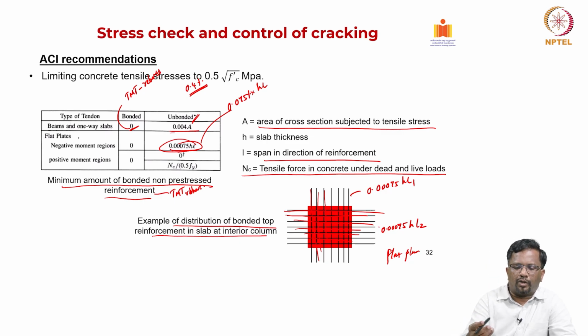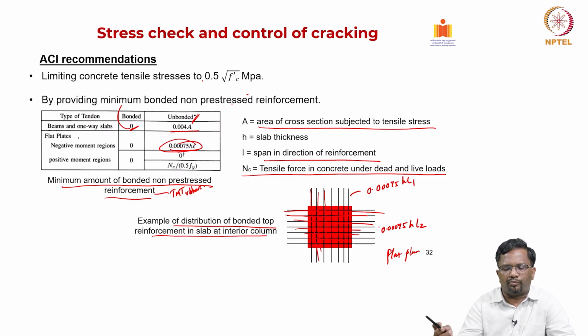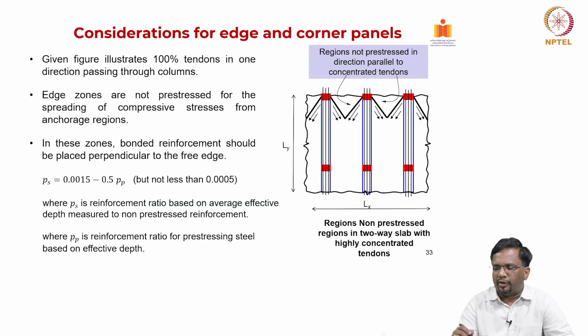Okay. So, what the code recommends is it limits your tensile stresses to 0.5 square root of f'c, and also it makes sure that you have to provide minimum bonded non-prestressed rebar, also TMT rebars, okay, right. So, there is one more thing that we need to consider when we are going for a PT slab design. For example, if you look at it here, these are regions that are non-prestressed in a two-way slab with highly concentrated tendons. That means these are all banded tendons.